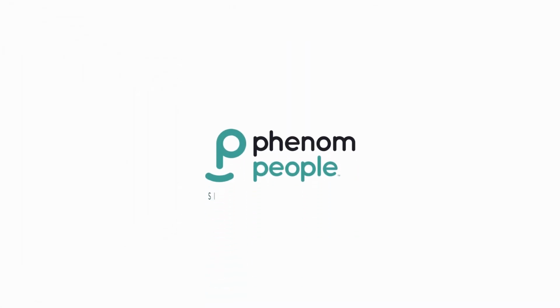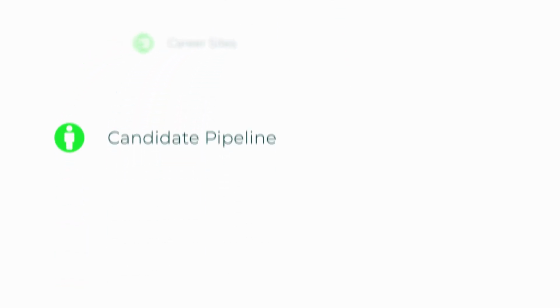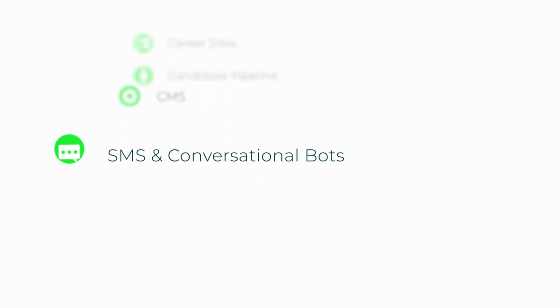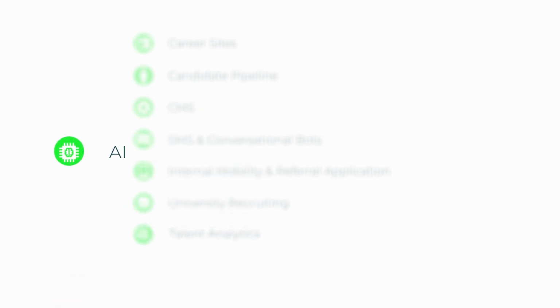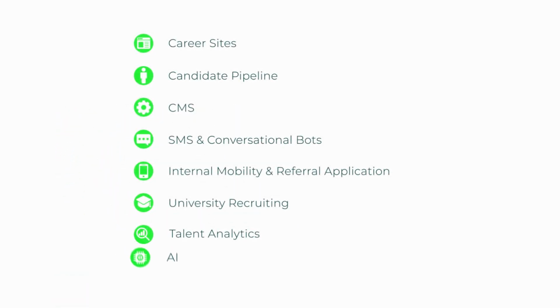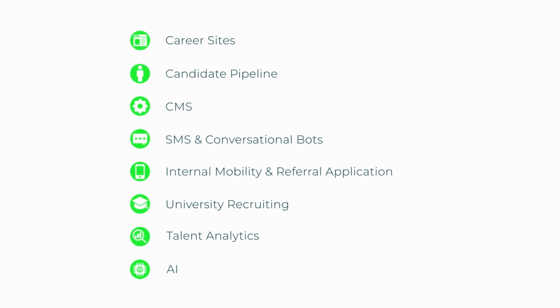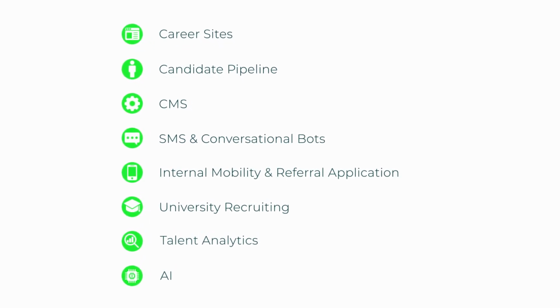Phenom People delivers a single platform for career sites, candidate pipeline, CMS, SMS and conversational bots, internal mobility and referral, application, university recruiting, talent analytics, and AI. This enables organizations to eliminate multiple point solutions, reduce costs, and increase ROI.